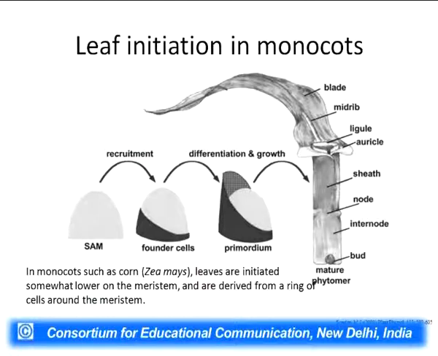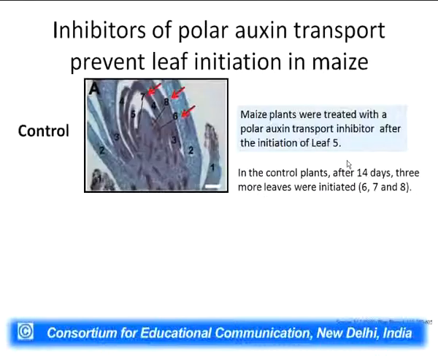Many monocot plants, cereal plants, have a different leaf development pattern. In those plants, you will see there are some cells which are called founder cells. These founder cells are in the circumference of the stem, and these cells give rise to a new leaf. And quite interestingly, experiments also showed that in those grass plants also, new leaf formation requires auxin.